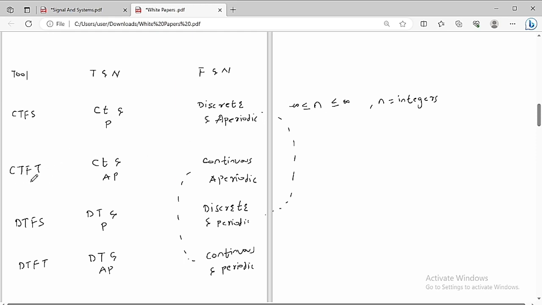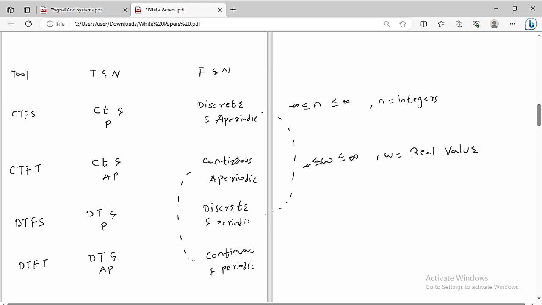Similarly, for the continuous time Fourier transform, here you are going to get F of omega. Omega lies from minus infinity to plus infinity and it is a real number. Real means any real value. It can take any value like 0.0001 also. So definitely it will become continuous in nature.